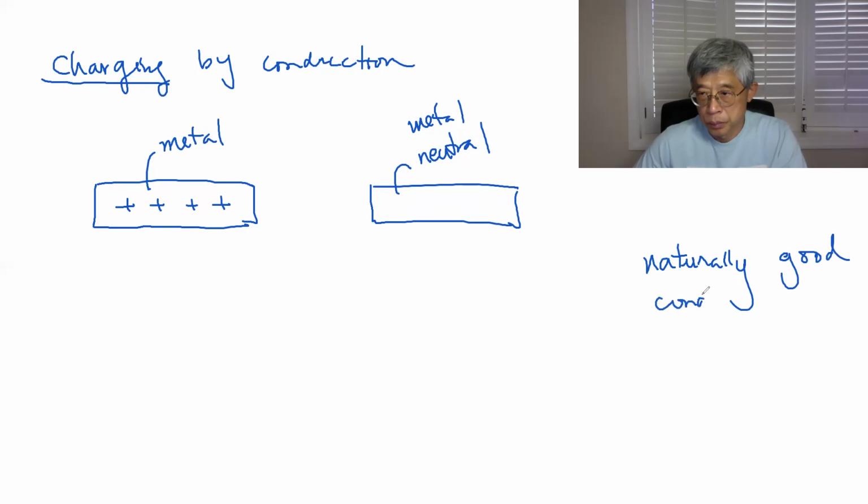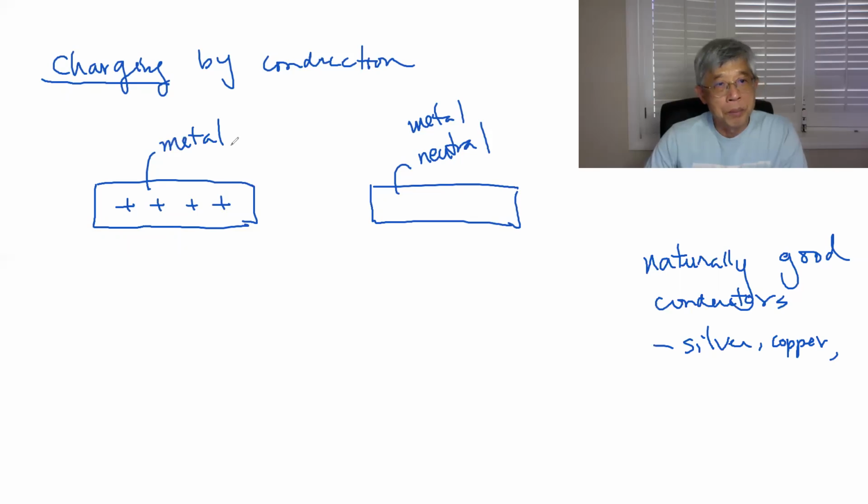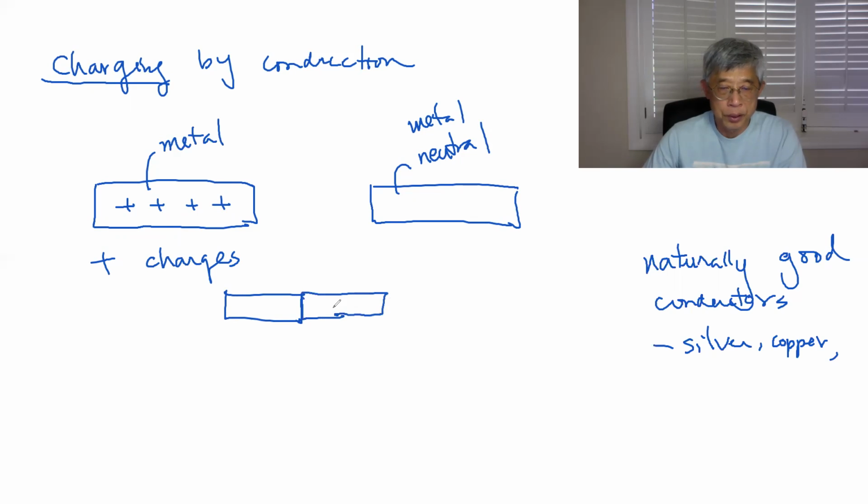For example, silver is the best conducting material, and then copper, and gold. Anyway, so this is metal, but it's charged. It already has positive charge on it, 1, 2, 3, 4, four of them. And this one has none, so zero charges. So if you have them contact each other, for example, they touch each other.